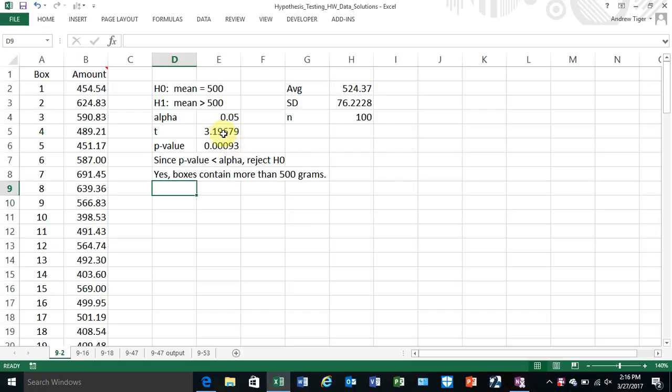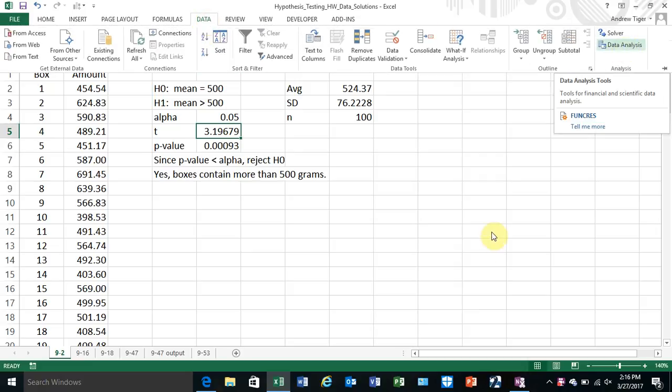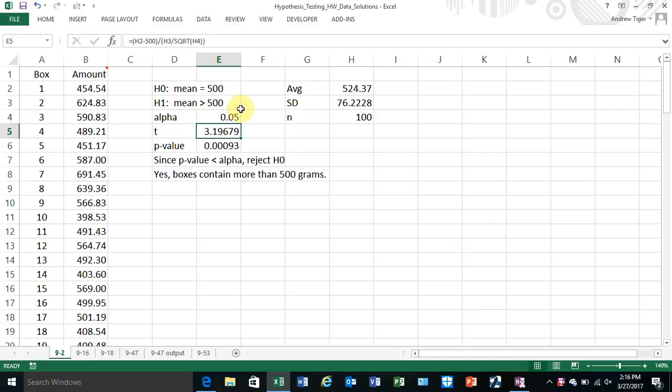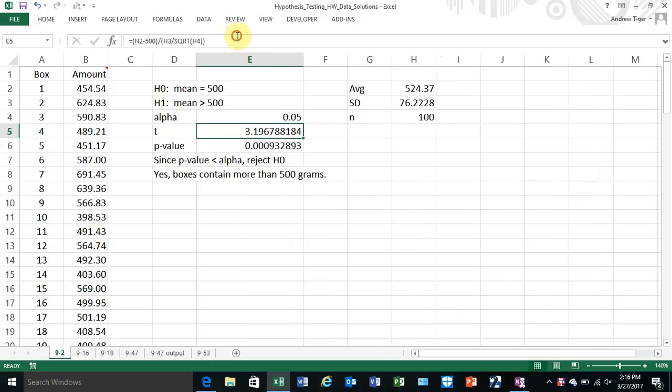We need to calculate T explicitly because data analysis in Excel doesn't have a t-test against a constant. So we calculate a t-stat by taking the sample average minus the target, 500, and divided by, in the denominator, the standard deviation divided by the square root of the sample size. If you use this formula in Excel, you can calculate your t-stat, and from your t-stat you can calculate a p-value using the T.DIST. It's a one-tailed test, so use the RT.